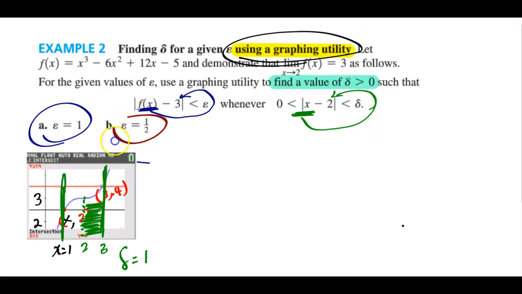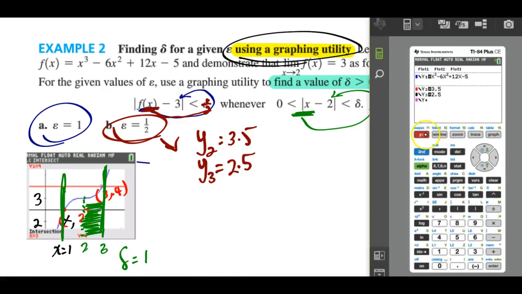Again, what I'm doing is I'm looking right here and knowing that it's a half a unit. I need the y values that are a half a unit away from 3. So y sub 2 would be 3.5, half a unit above, and a half a unit below 2.5. And then I'd use my calculator again and calculate, second, calculate the intersect. And it looks like 2.79.